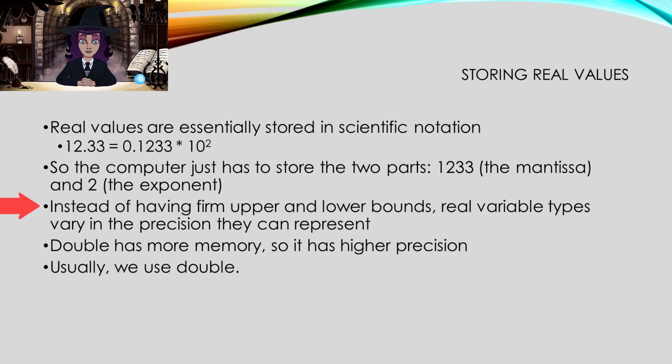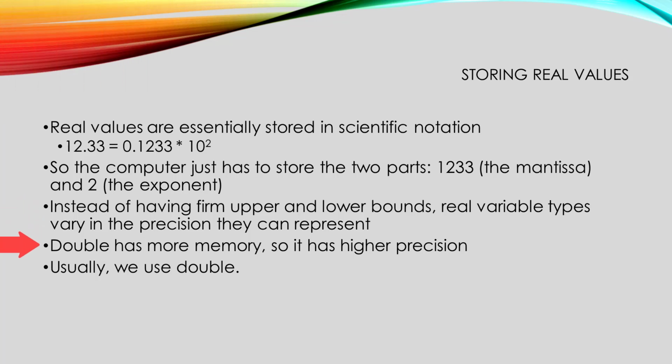But the resulting number can only have non-zero digits in the part of the number where the mantissa ends up. The primitive type double has more space for the mantissa and for the exponent than float, so it has higher precision. Even though it takes more space, we usually use double. The Java API usually uses double, so matching that means we will have fewer type conversions.